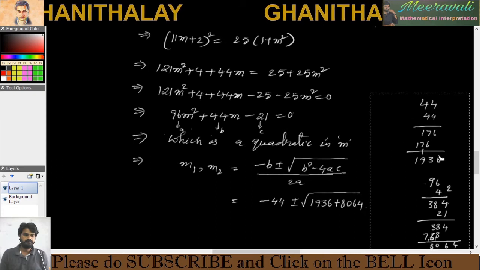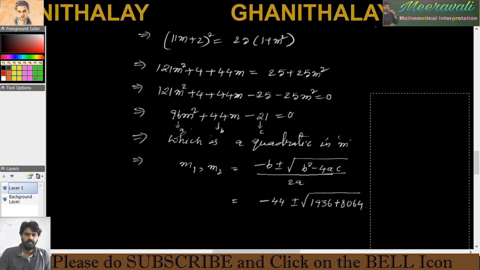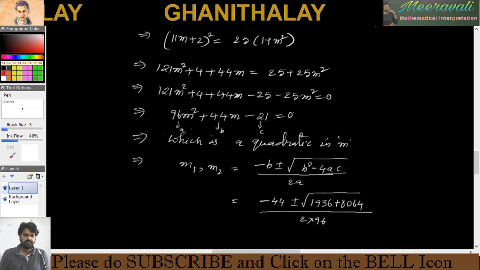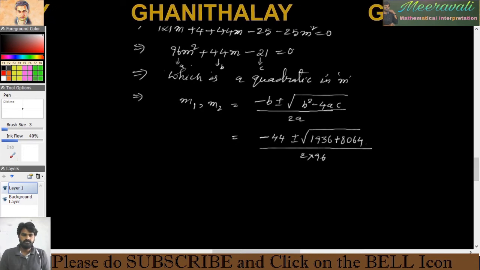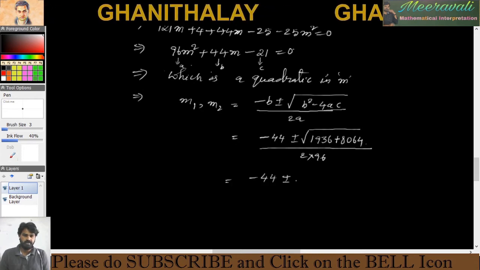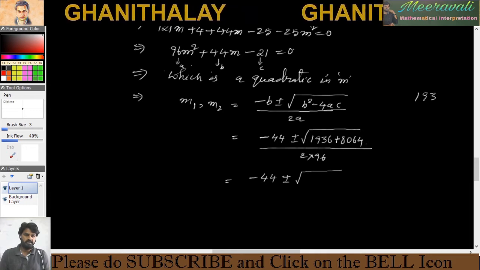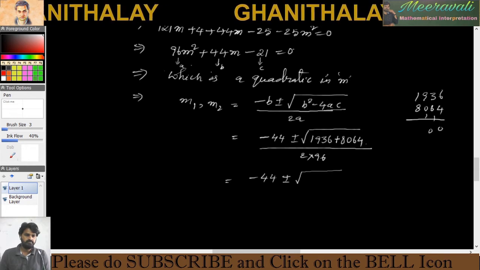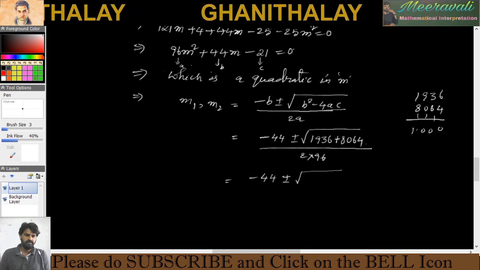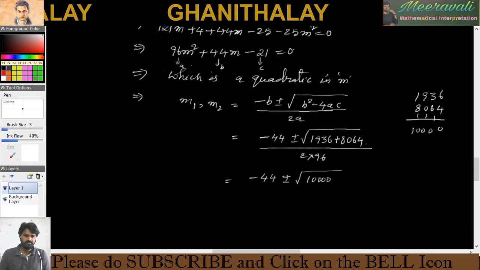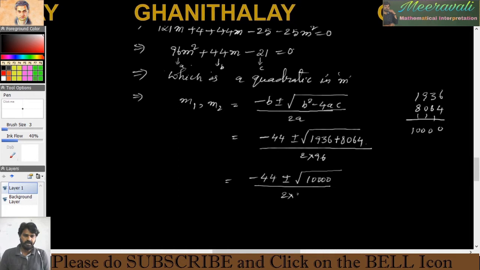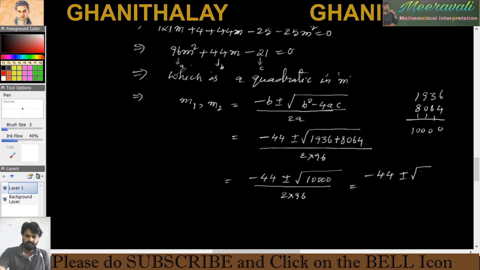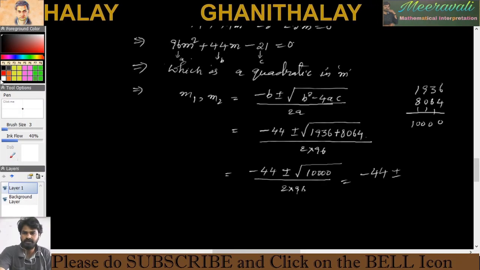Next, by 2a, so 2 into 96. Okay, here don't simplify anything. So that is minus 44 plus or minus square root of 1936 plus 8064. It becomes 10,000. So finally square root of 10,000 by 2 into 96. If you simplify here, the square root of 10,000 is 100.